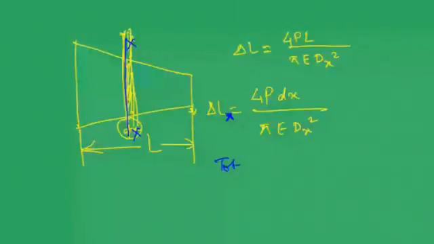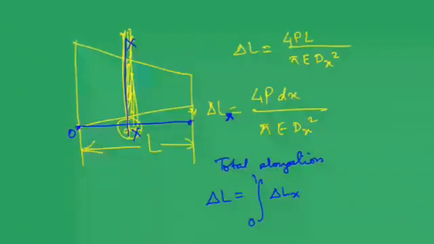Now the total elongation of this entire bar, I'll mention this as del L, will be the integral of the elongation of this section, that is del L x, with the limits set from 0 to L. Here at this point the length of the bar is 0, and here the length of the bar is L, so the limits are 0 to L.